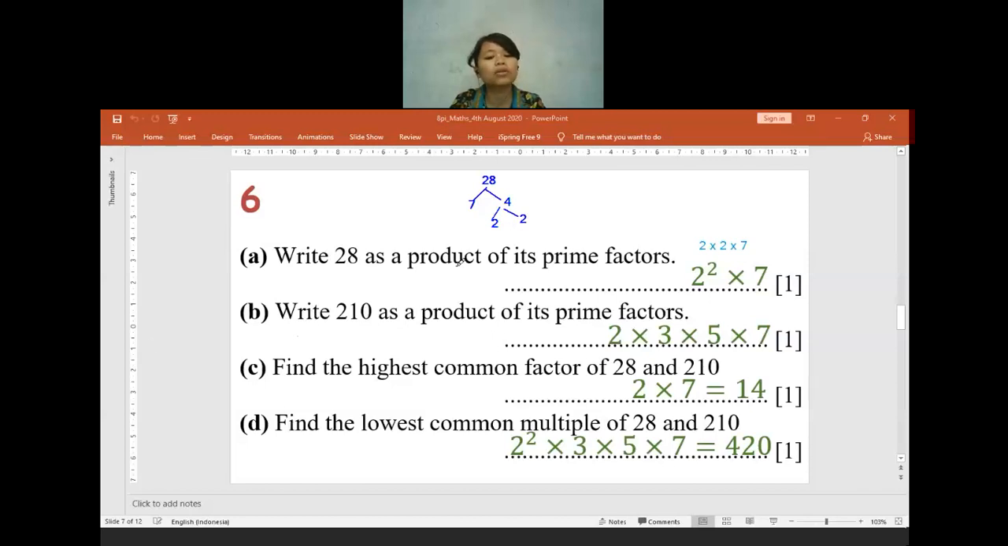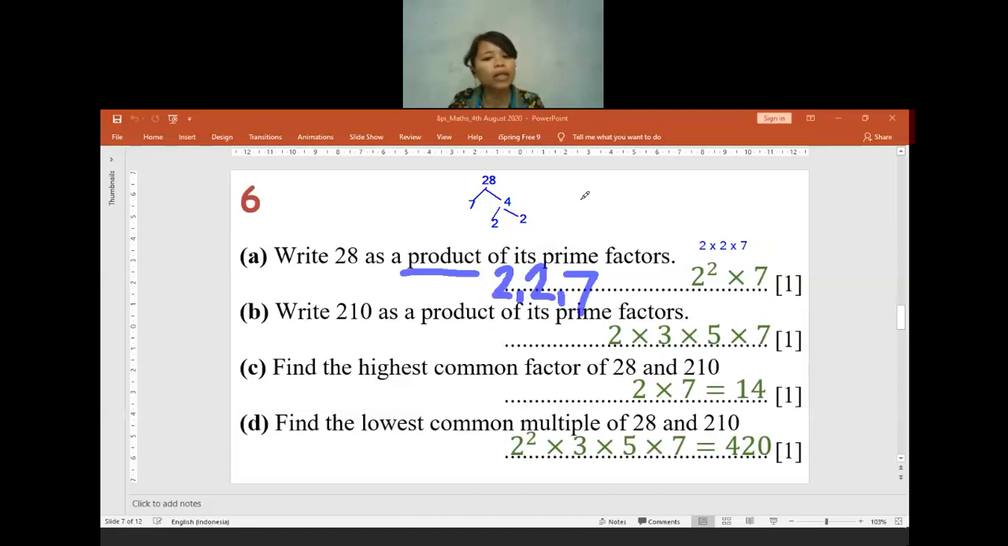Because it says product of prime factors, we have to write the multiplication sign. Do not only write 2, 2, 7. If like this, we do not show the product. Product means times, so we need to write the multiplication sign. For now, for those who only write 2, 2, 7, I still give marks. But later in the checkpoint, you should not write 2, 2, 7. You have to write it as 2 times 2 times 7.